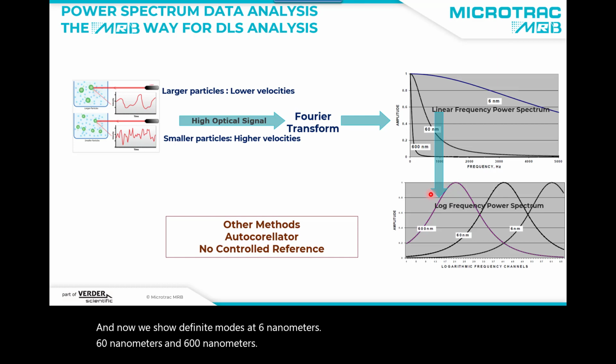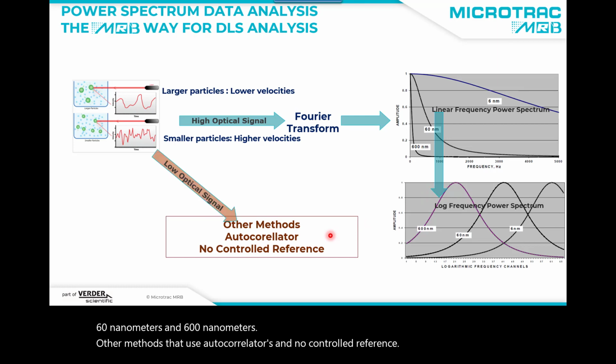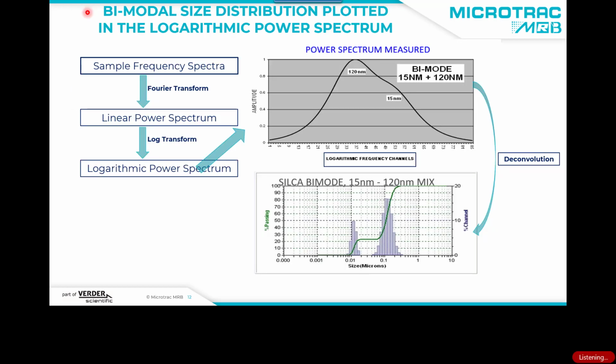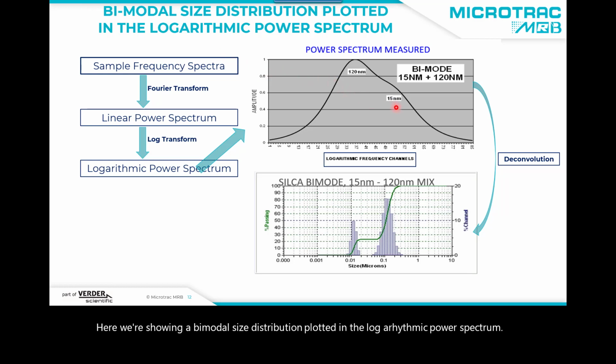Other methods that use autocorrelators and no controlled reference operate on the low optical signal that's generated at the point of measurement. Here we're showing a bimodal size distribution plotted in the logarithmic power spectrum. We have a 15 nanometer particle and a 120 nanometer particle.